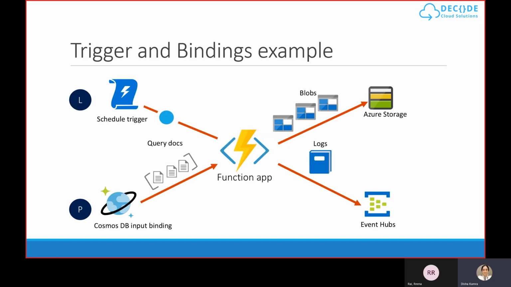So let's see an example. In this example, the Azure function is triggered by a recurring schedule, nightly, and queries your Azure Cosmos DB for a set of documents. The function then processes the documents, outputs a blob to Azure storage, and outputs logs to Event Hubs. So this is what it is.